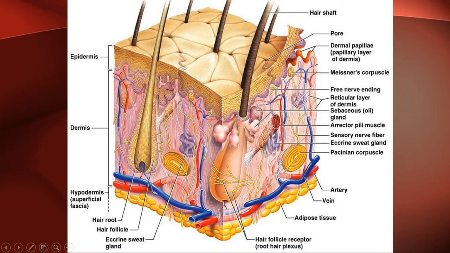Those are called dermal papillae. Here's our Meissner's corpuscle right here. Free nerve endings. All right, so remember each one of those has a different job to do.